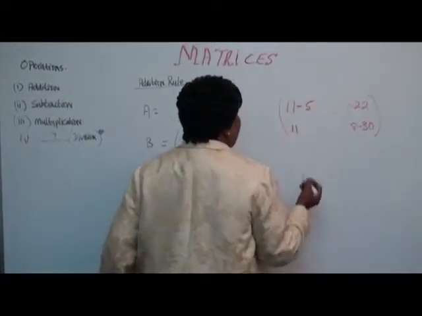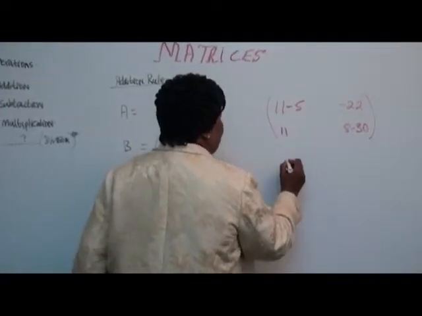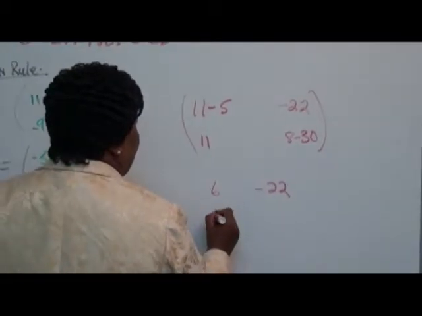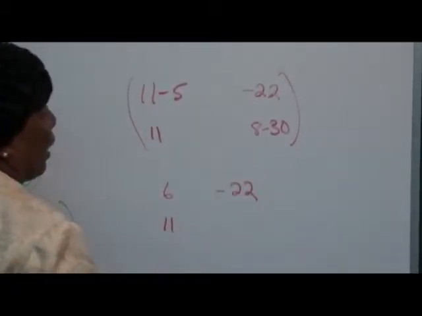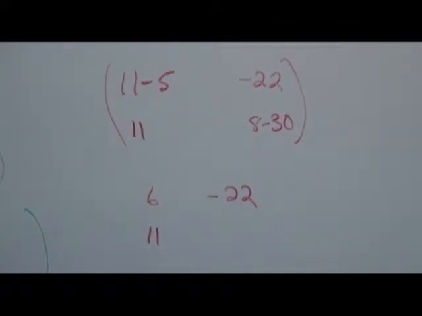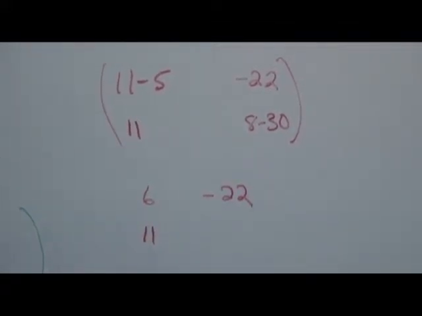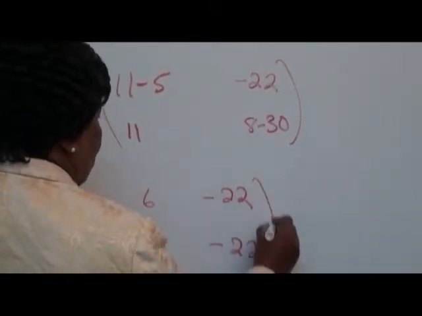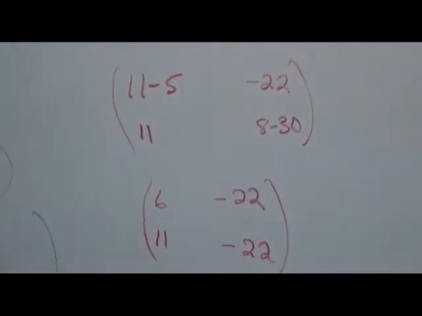So then, what are we saying? 11 minus 5 will leave you with a 6. Writing back our negative 22, writing back our 11, and we're looking at 8 minus 30, which is the biggest number, the negative number, and by how many? And we know right away again that would be 22. And that is the answer. Okay, that is the answer.